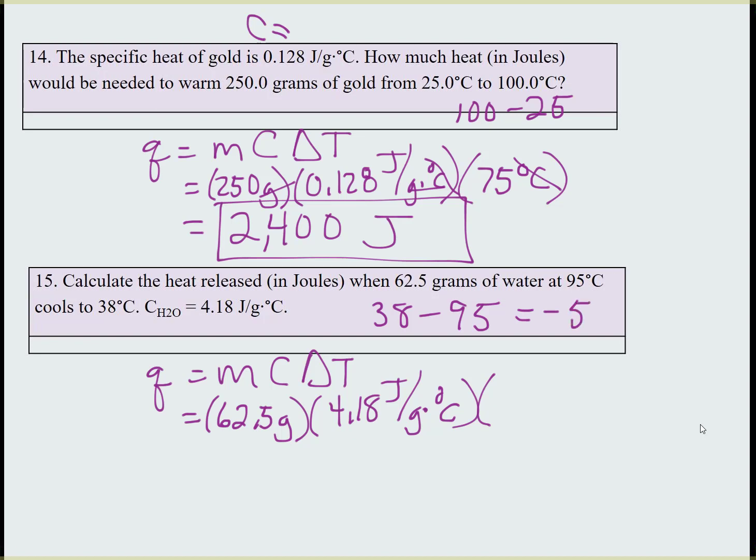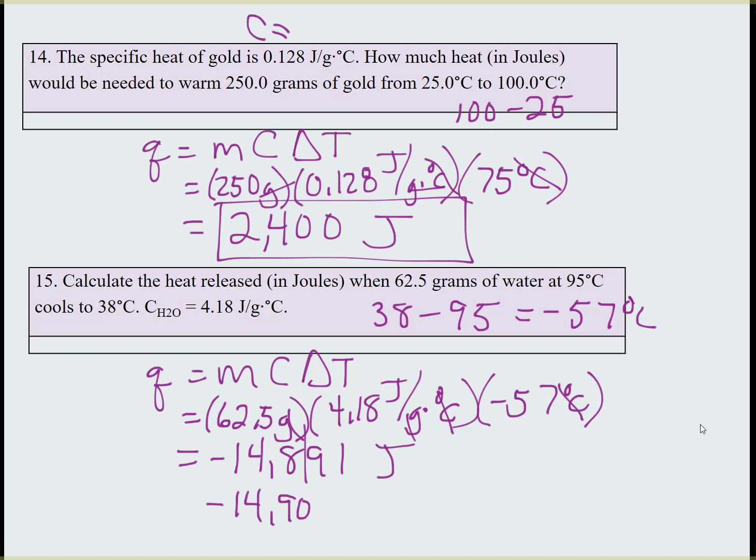And I get a negative 75 degrees Celsius. My units cancel, grams cancels, I'm left with joules, and then I just can do my math. And I get a negative 14,891. If we were to do sig figs, we have 3, so I can cut it off there. Not so worried about the sig figs, just that you get the signs right. But this is how much heat that is released when some water is cooled.